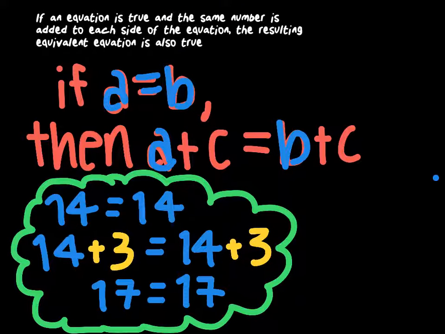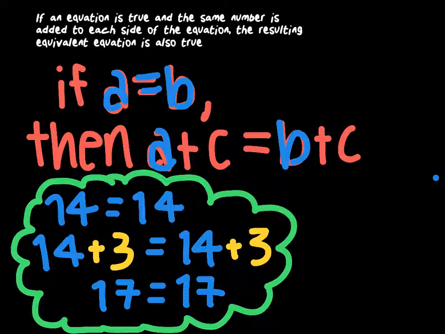Okay, so page 83, and it has this little section, and it says, in an equation, the variable represents the number that satisfies the equation. To solve an equation means to find the value of the variable that makes the equation true. So if we look at that key concept, it's the addition property of equality. It says, if an equation is true and the same number is added to each side of the equation, the resulting equivalent equation is also true.